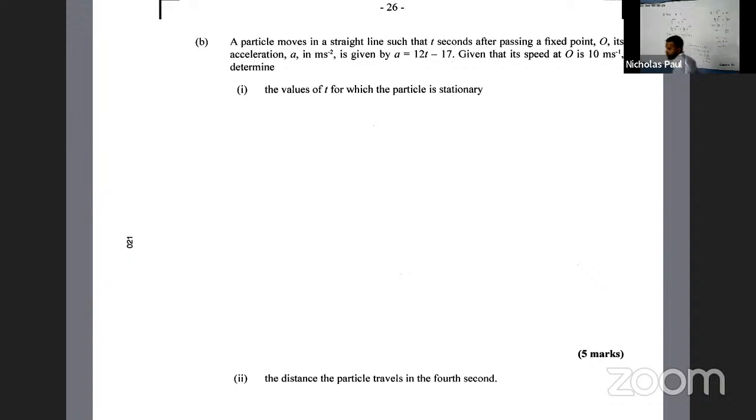Right, take your time, integrate it, see what you got. Right, remember the principle in integration is add 1 to the power and divide by the new power.